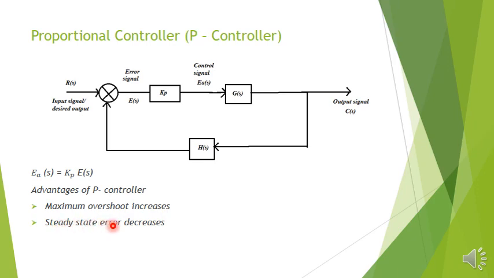In the previous session, we concentrated on steady state error. To reduce the steady state error, we can use the PID controller. So in this case, using a proportional controller, maximum overshoot increases and steady state error decreases. So if you want to minimize the maximum overshoot as well as steady state error, then this may not help because it increases the overshoot.